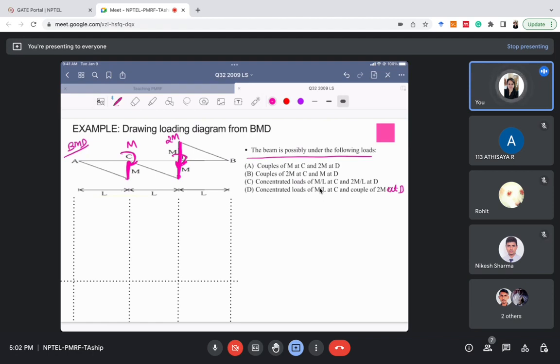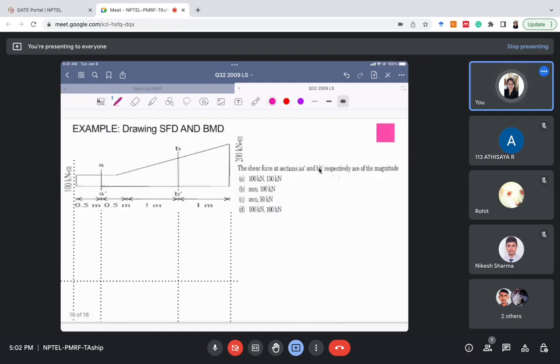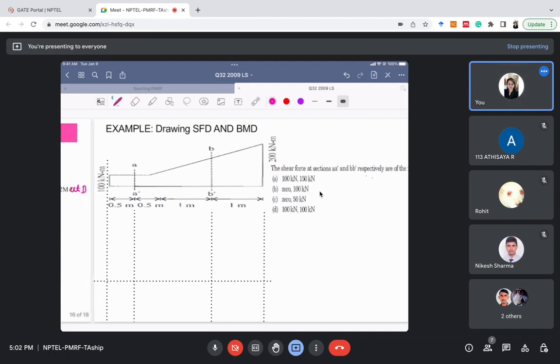I hope it is clear, and time is over for today. So I'll discuss the rest of the problems in the next session. In the next session, I'll discuss how to draw the loading diagram from SFD and BMD diagram and some other GATE problems. Please try to practice this. I'll share the recording of this class so you can practice this at your home.